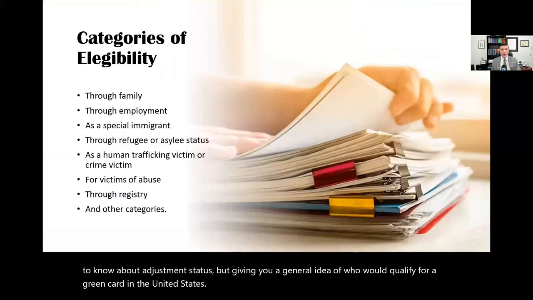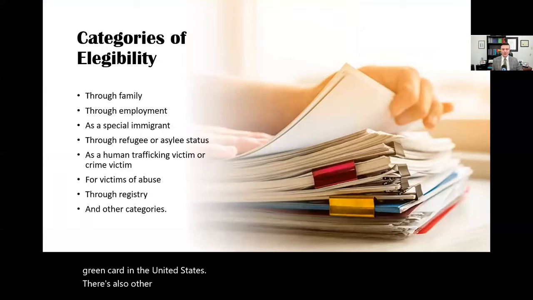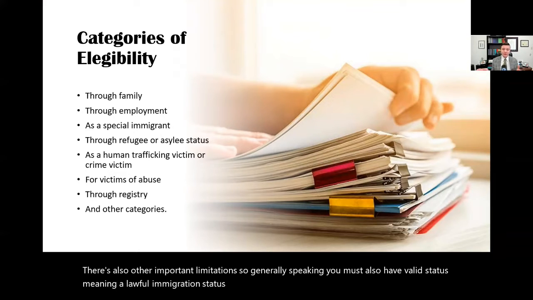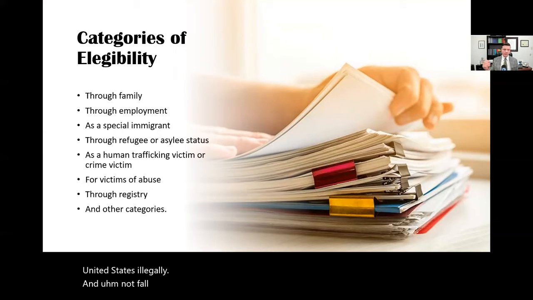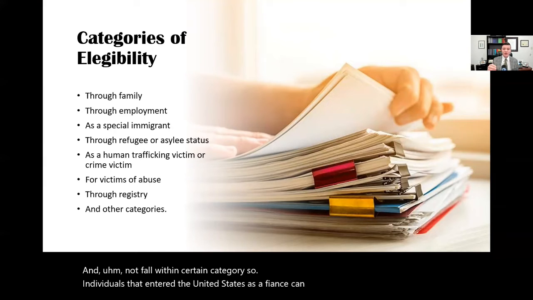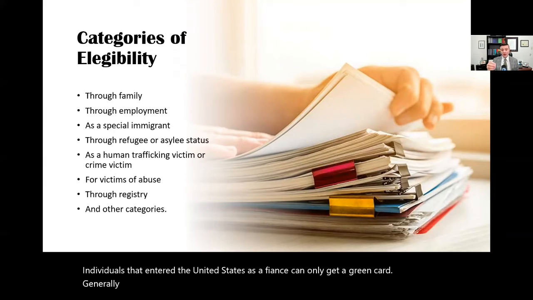There's also other important limitations. Generally speaking, you must also have valid status, meaning a lawful immigration status in the United States, never have worked in the United States illegally, and not fall within certain categories. So individuals that enter the United States as a fiancé can only get a green card, generally speaking, as an adjustment of status of a fiancé petition. And there's some other limitations.